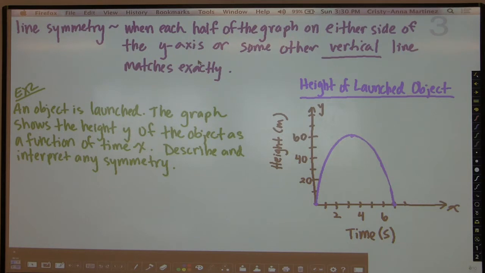It's kind of like if I were to draw a vertical line, the two sides of the graph would be like mirror images of each other. I would be able to fold the graph along that line and the two sides would match exactly. So that's kind of what line symmetry is. And so here we have an example to show you what that would look like. It says an object is launched. The graph shows the height y of the object as a function of time x. So it's a lot like our previous example, but it's not the exact same one, but it looks a lot like it. Describe and interpret any symmetry.